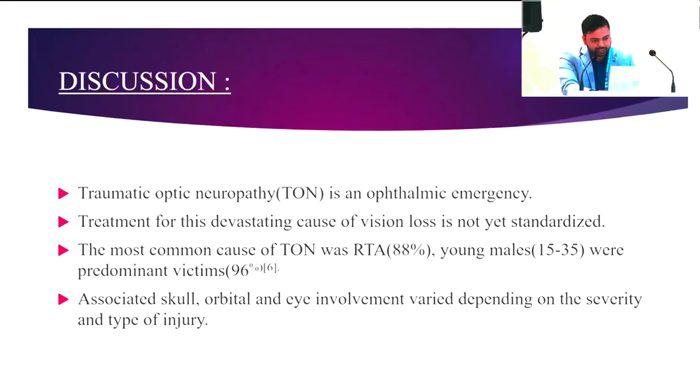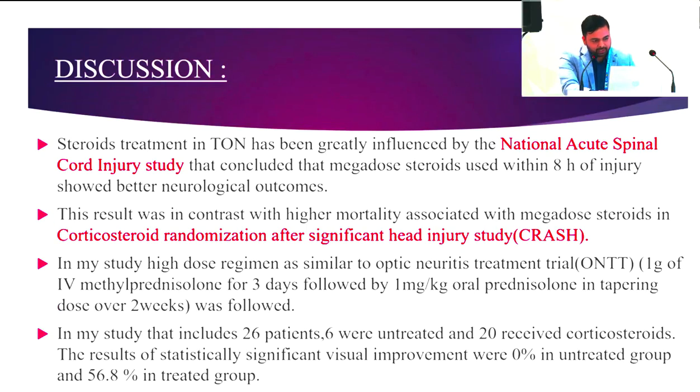Coming to discussion, TON is an ophthalmic emergency. Treatment for this devastating cause of vision loss is not yet standardized. The most common cause of TON was RTA, and young males were predominant victims. Associated skull, orbital, and eye involvement vary depending on severity. Steroid treatment in TON has been greatly influenced by the National Acute Spinal Cord Injury Study, which concluded that megadose steroid used within 8 hours of injury showed better neurological outcomes. However, this was in contrast with the CRASH study. In our study, a high-dose regimen similar to the Optic Neuritis Treatment Trial, ONTT, was given.